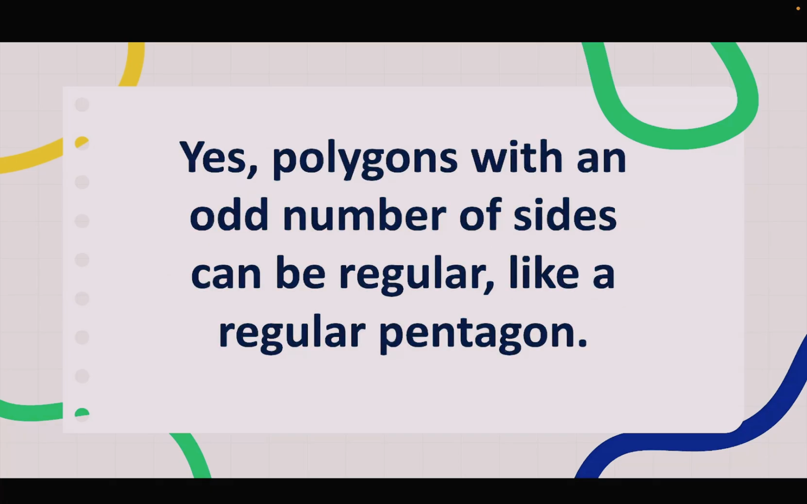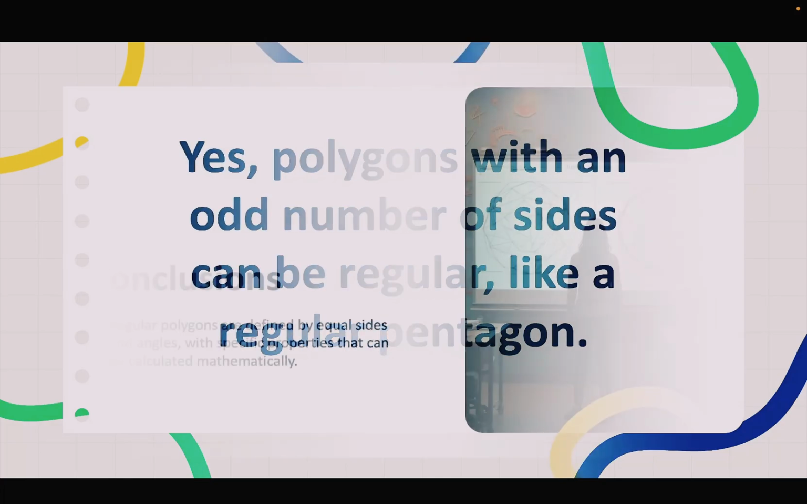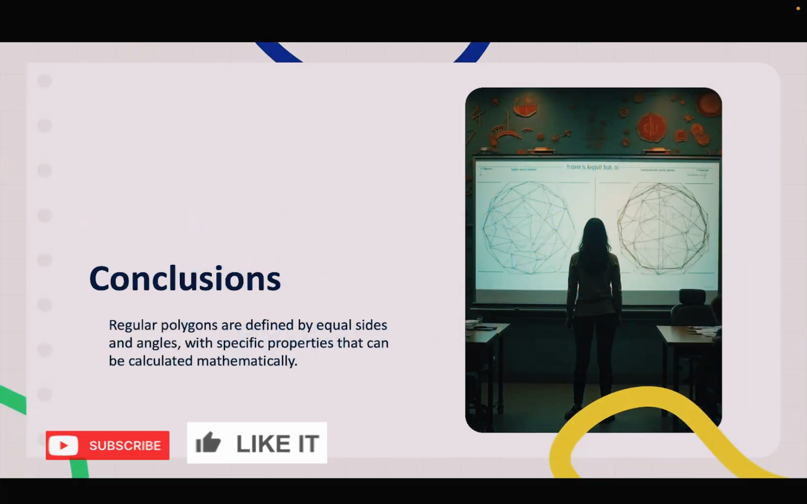And for the third question, can a polygon with an odd number of sides be regular? The answer is yes, because polygons with an odd number of sides can be regular as well. For example, a regular pentagon. Not only that, you can also use, for example, a heptagon, which has 7 sides, or even triangles, which have 3 sides. In conclusion, regular polygons are defined by equal sides and angles, with specific properties. The properties are internal and external angles that can be calculated mathematically using formulas. Thank you.